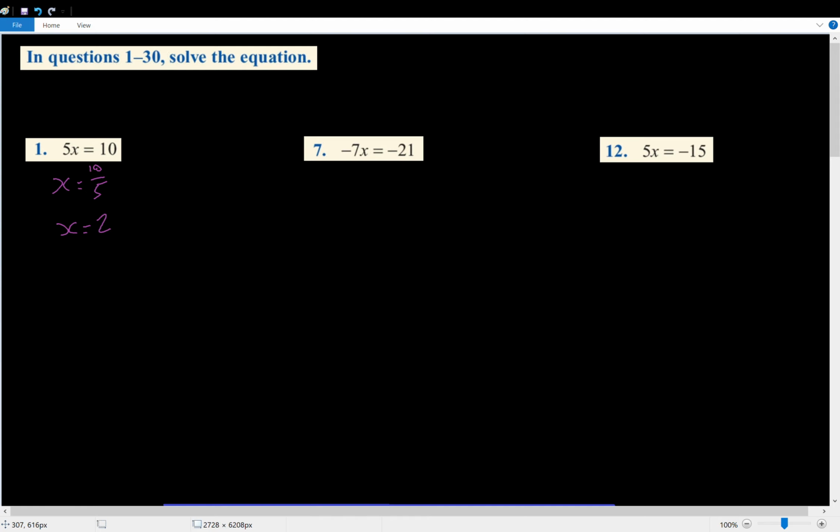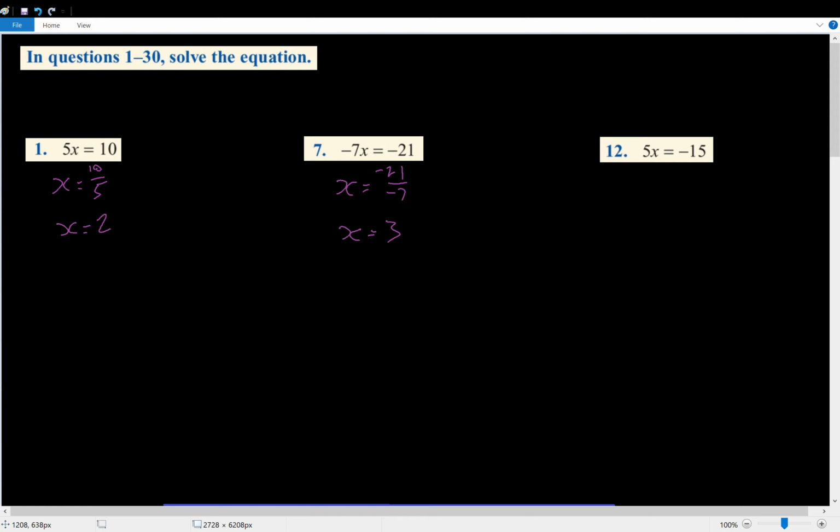Let's look at question 7. In question 7 we've got minus 7x is equal to minus 21. We're going to follow the exact same move that we did from question 1. So our next line down is going to be x equals minus 21 divided by minus 7. So we just took our minus 7 and brought it across the equals, and because on the left it was x multiplied by minus 7, on the right it became a divide by minus 7. So minus 21 divided by minus 7 is equal to 3, because a negative number divided by a negative number is equal to a positive number. So that one works out.